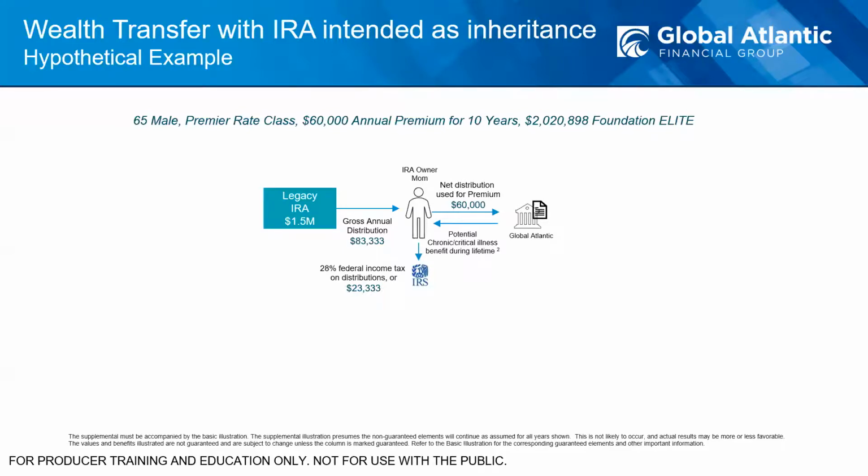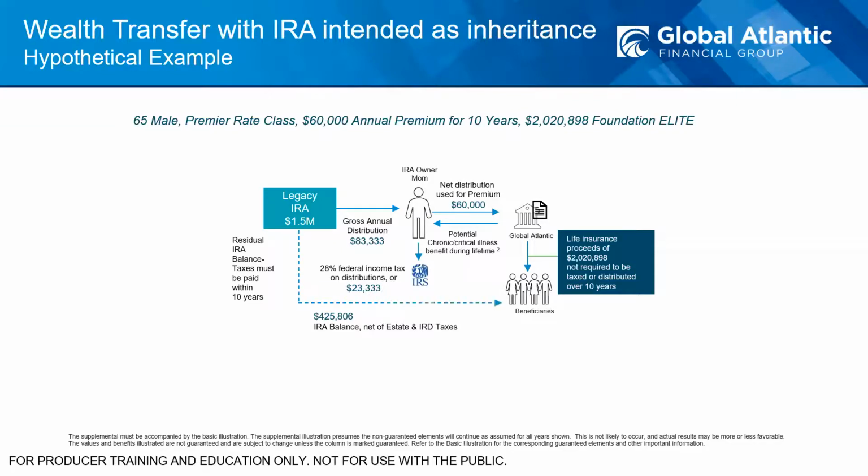that is funded with a Global Atlantic policy. The beneficiaries will receive the life insurance proceeds of $2 million at mom's death. Now, whatever the IRA balance is after the $83,000 was taken out every year until mom's death will go to the heirs.